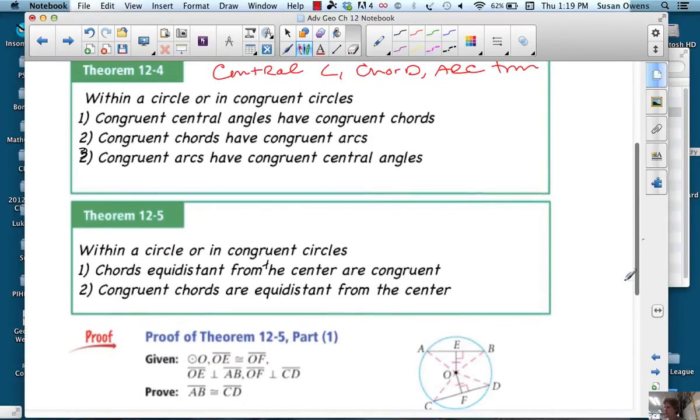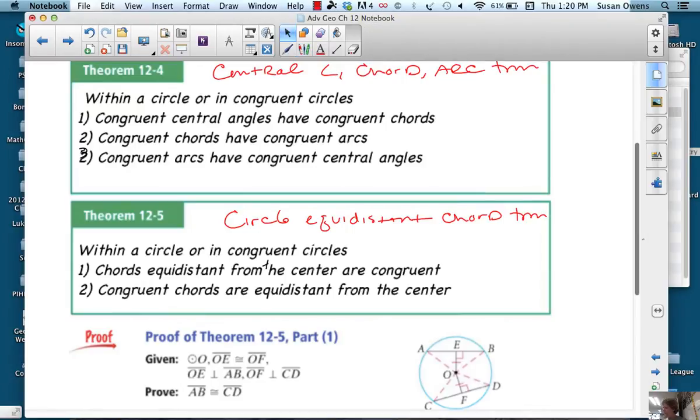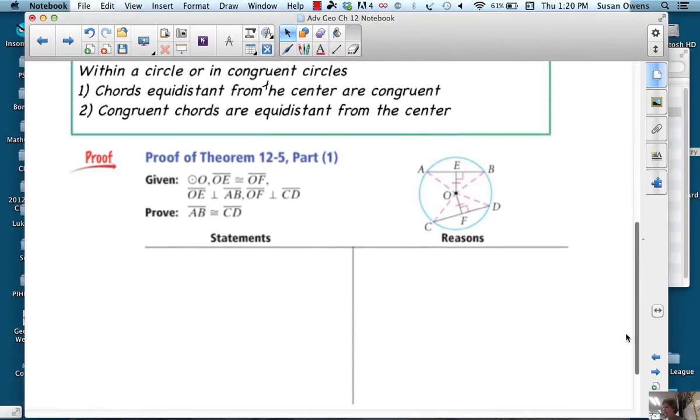Okay. So this one is called the circle equidistant chord theorem. As long as you have the word circle in it, and something about being equidistant and chords, that's fine. And this is one we'll prove in class.